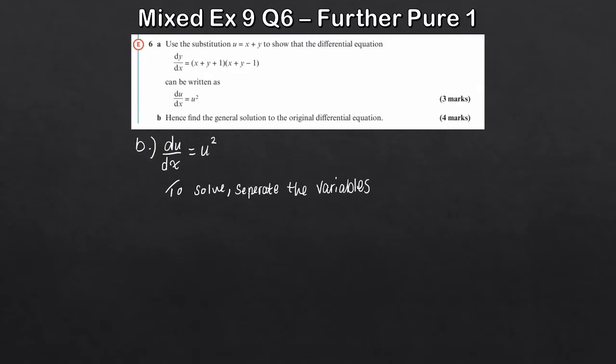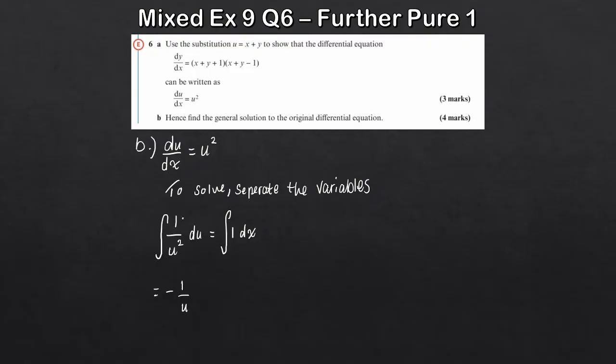If you separate the variables here, nice and easy. My left-hand side will be in terms of u, this right-hand side will be in terms of x. So what am I going to get? I'm simply going to get the integral of 1 over u squared du being equal to the integral of, it's essentially just dx, I'm going to write it as 1 dx here. Again, these are just standard integrals. The 1 over u squared here just works out to be minus 1 over u.